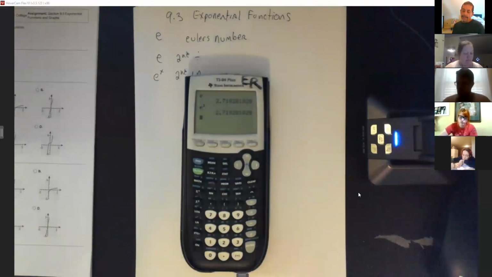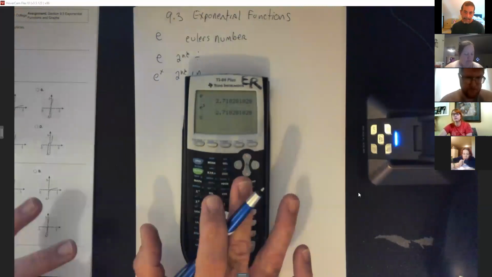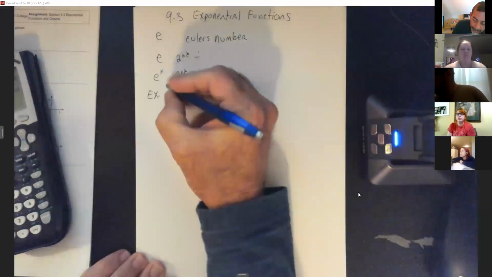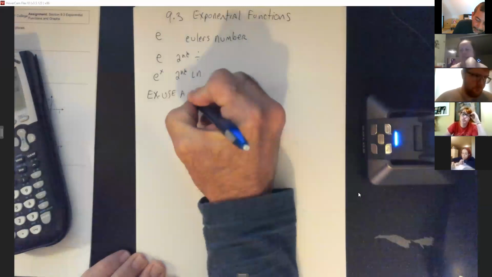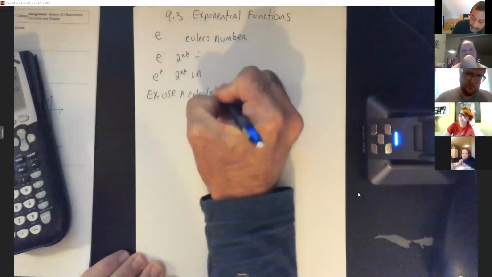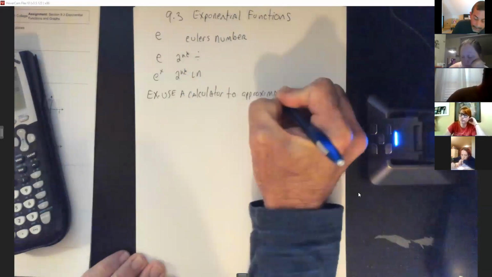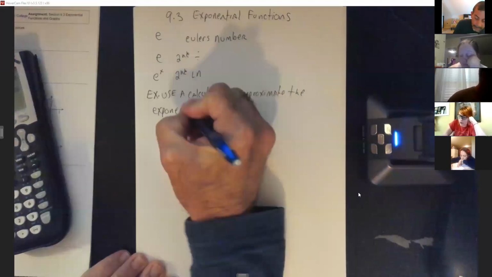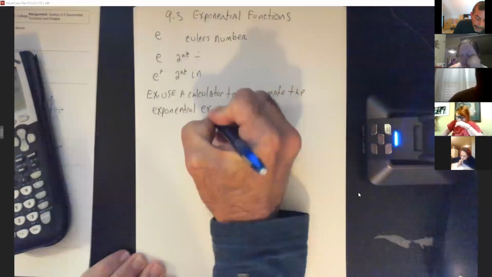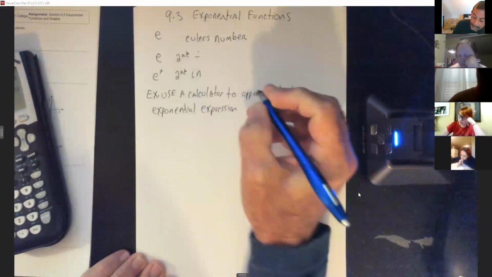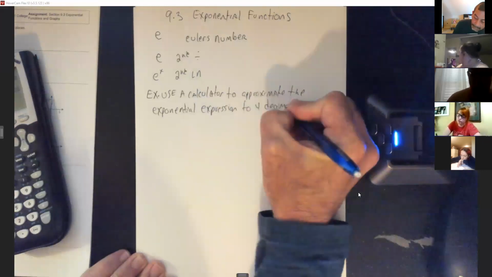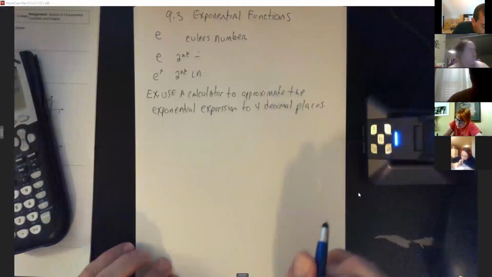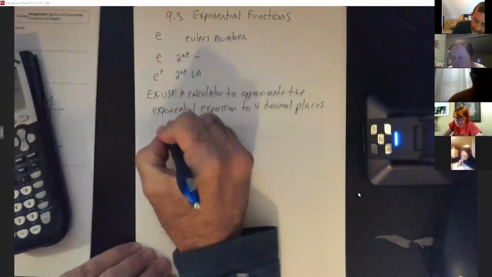So the only thing we're going to do with this is take the E and approximate this thing to 4 decimal places. So we're going to use a calculator to approximate the exponential expression to 4 decimal places. So 4 numbers after the decimal is what they're looking for on this. So the first one they want us to play with is E to the third.